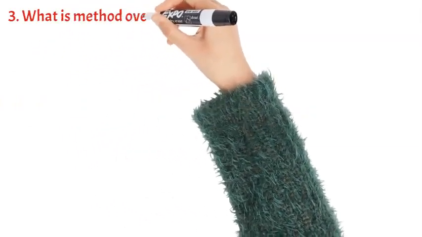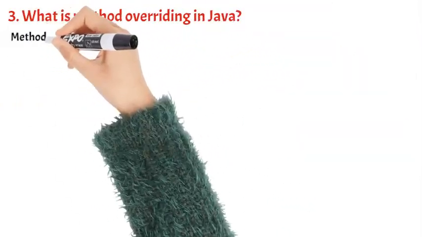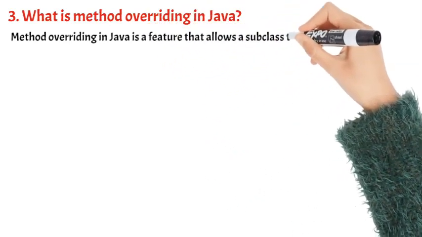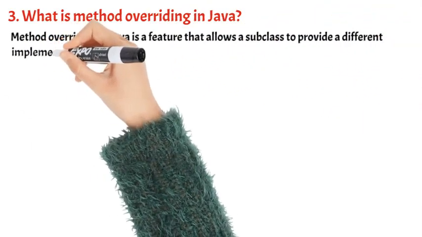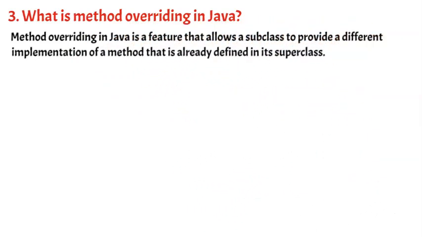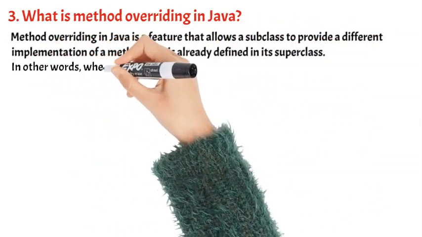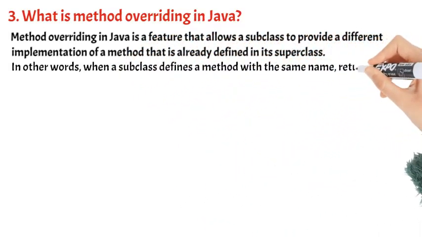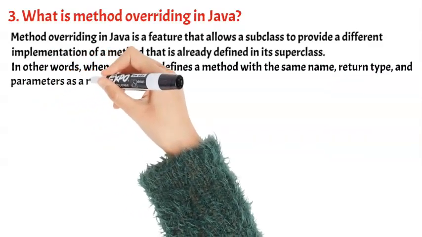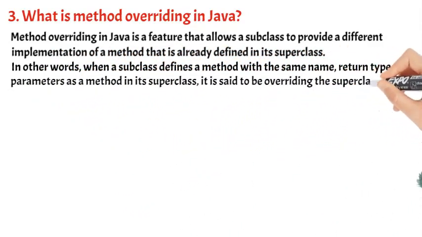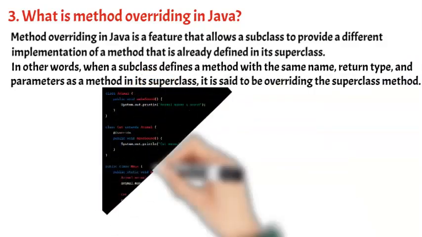3. What is method overriding in Java? Method overriding in Java is a feature that allows a subclass to provide a different implementation of a method that is already defined in its superclass. In other words, when a subclass defines a method with the same name, return type, and parameters as a method in its superclass, it is said to be overriding the superclass method.